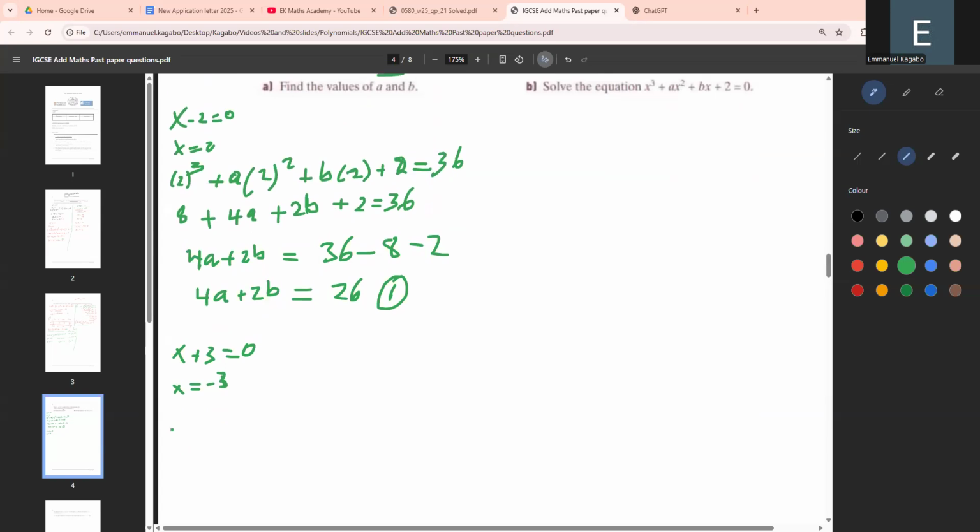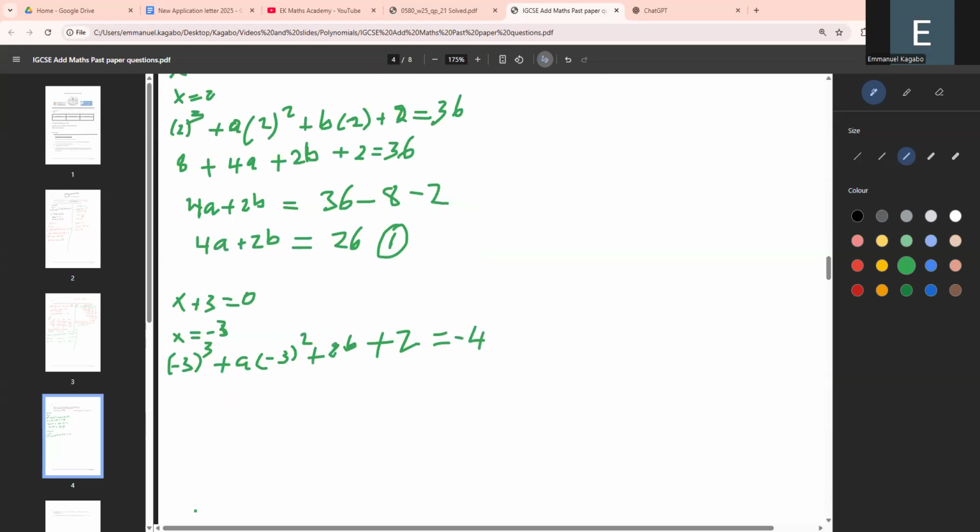So if I substitute there, I'm going to have (-3) to the power 3, plus a times (-3) squared altogether, guys. Good. Plus 2b, okay? And then plus 2. Here, the remainder should be equal to what? The remainder is minus 4.